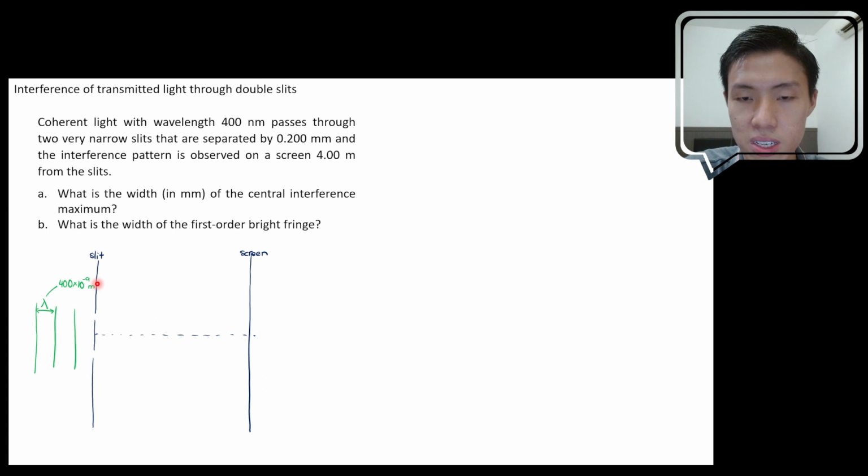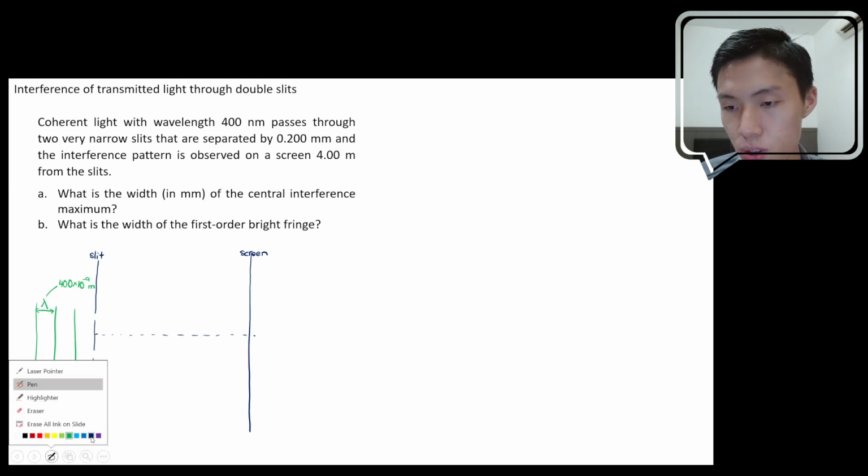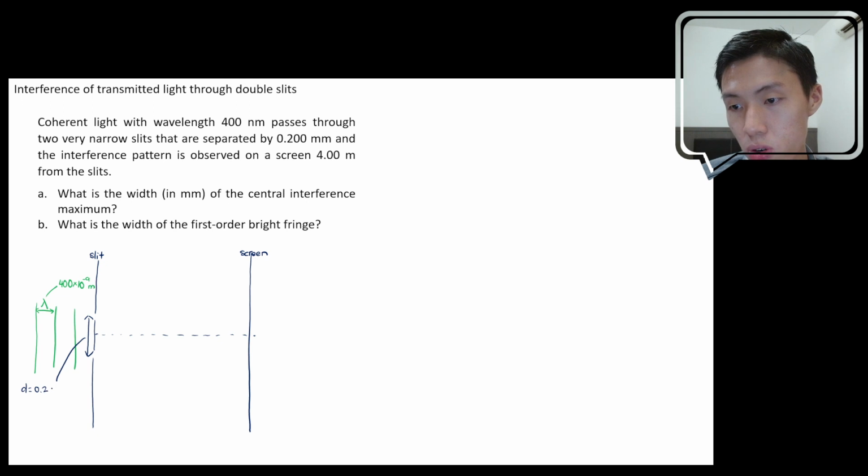Okay, next, they say that it passes through two very narrow slits that are separated by 0.200 millimeter. So this is the distance from one slit to the second slit. This is what we call the small d. This is the distance between the two slits. So small d is 0.200 because it's millimeter, so times 10 to the power negative 3 meter.